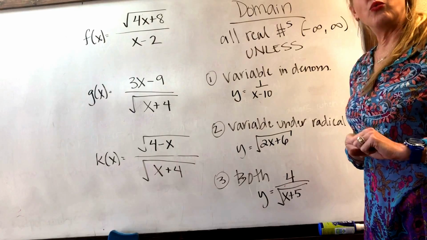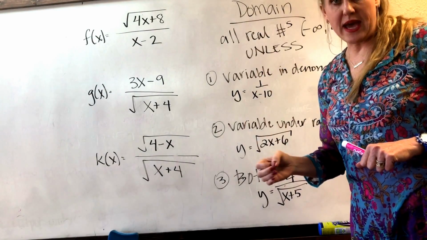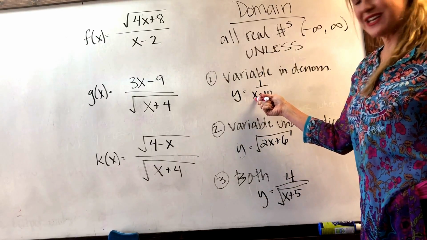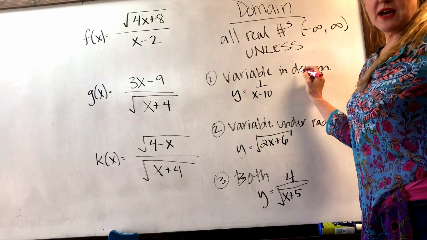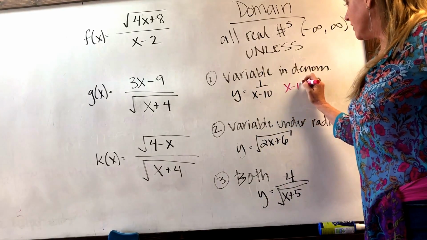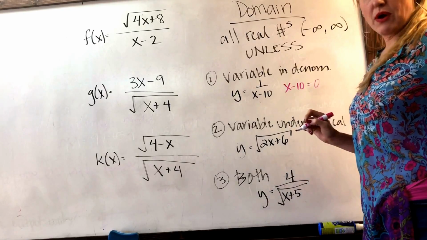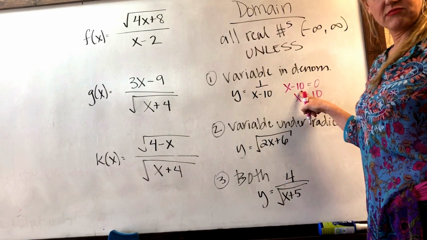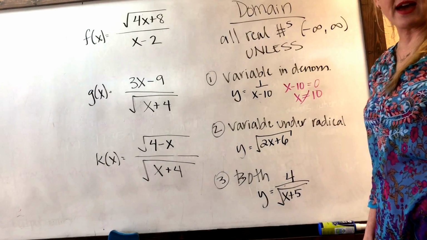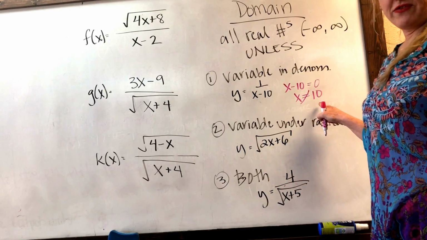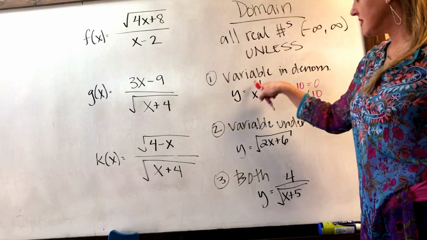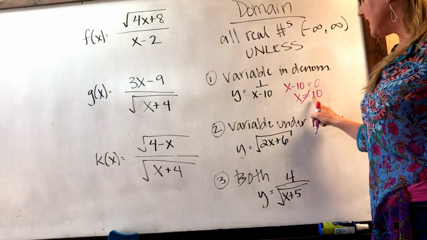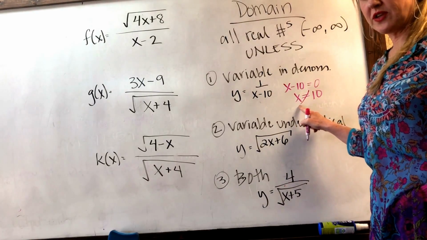If that occurs, the way you find the domain is we're trying to figure out what number or numbers we can't plug in. So if you have a variable in a denominator, you take the entire denominator and you set it equal to 0. Then you solve for x, and you say x can't be that. And then you check yourself. If I plug a 10 back into this equation for x, 10 minus 10 is 0, 0's in the bottom, that's bad.